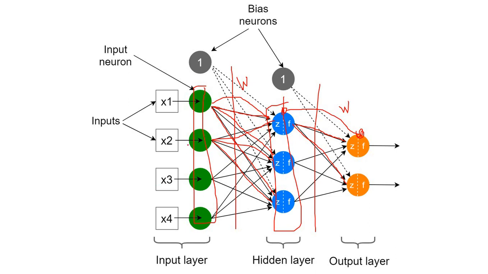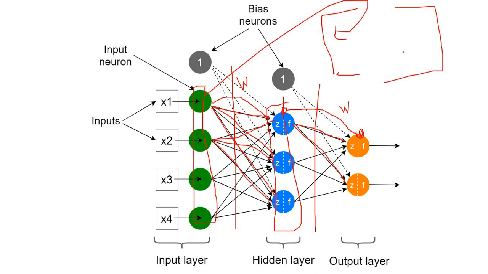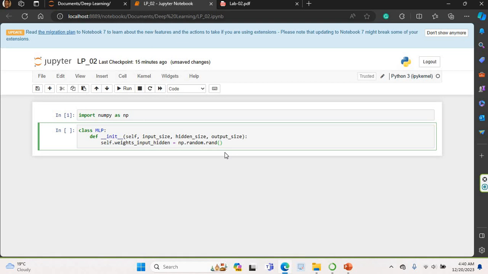Okay, so then we need to have a matrix here with this input size and also with the hidden size. Okay, so therefore we will have it like this. So we will have input size and hidden size. So we are going to have a weight matrix where randomly we are assigning some values, and it will be input size and hidden size. So that will be the size of the matrix.